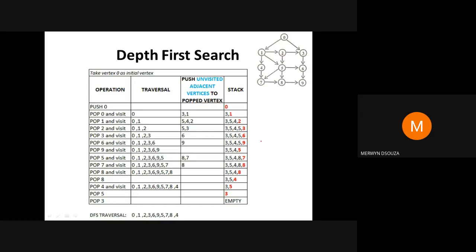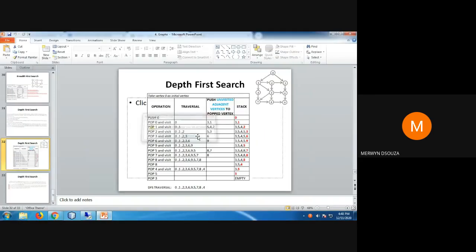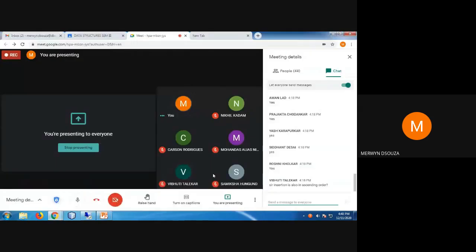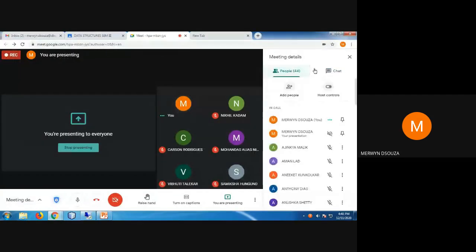So right now on this slide, has anyone not understood how we get this DFS? Any questions?